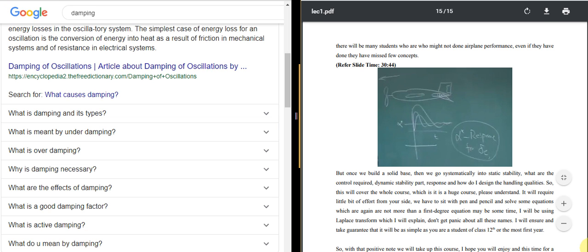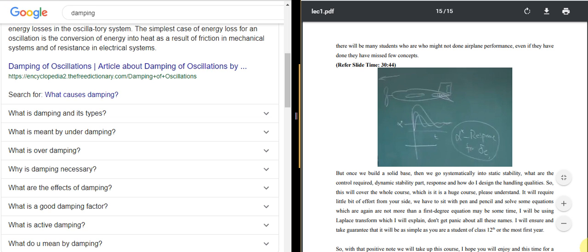So this will cover the whole course, which is a huge course. Please understand, it is not simple; I'm not just getting through the slides. I have to explain it again and again. I recommend that you comment as much as possible on the topic, so that eventually there is a solid understanding and solid ground for our understanding to get better and better.